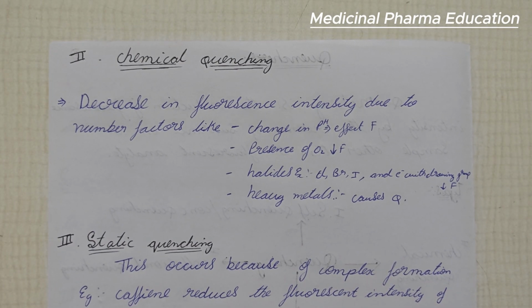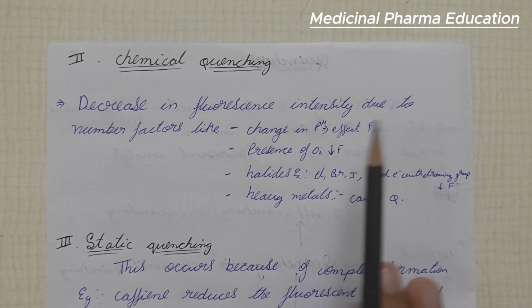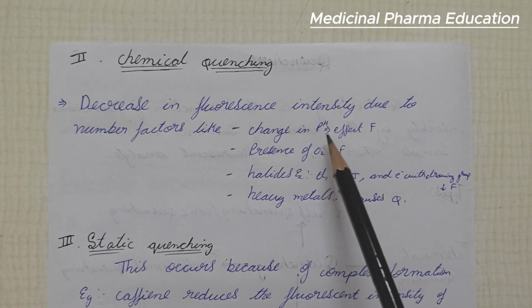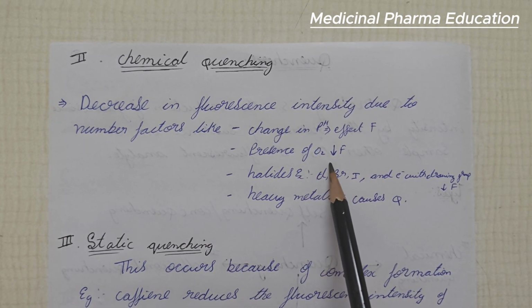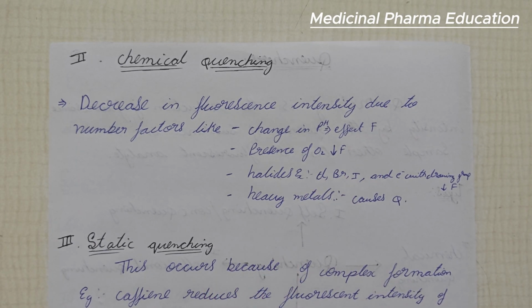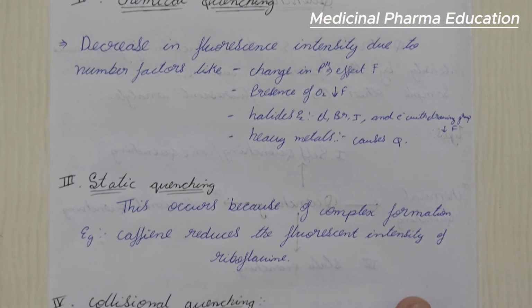Next, chemical quenching. Chemical quenching is nothing but chemical interaction of the fluorescent substance. Here chemically the fluorescence is decreasing. There are many factors that affect the fluorescence. We have already discussed that the pH affects the fluorescence, the presence of oxygen decreases the fluorescence, and halides and heavy metals, their presence also decreases the fluorescence.